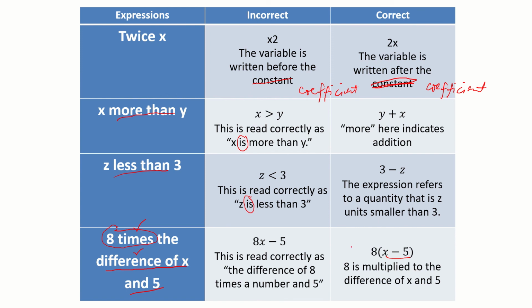And then, since times and difference are different operations, you enclose what you've started in a parenthesis, the difference of x minus 5, and then you put 8 outside. So 8 times the difference of x and 5. So no need to write a dot as an indicator for multiplication. It's understandable that once you have an 8 outside the parenthesis, that's multiplication.